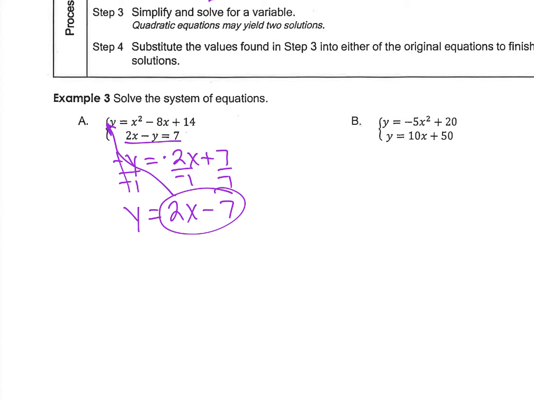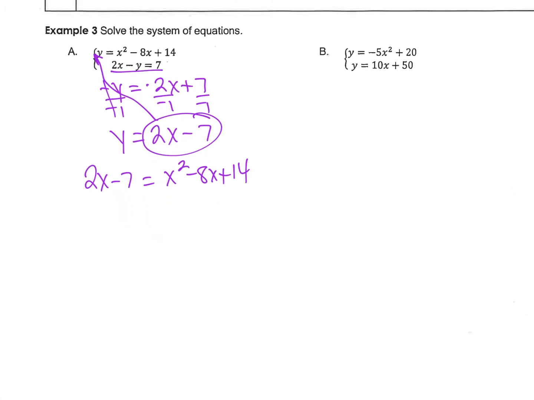So whenever I do that, I'm going to have 2x minus 7 equals x squared minus 8x plus 14. Notice this is still a quadratic equation. So what we need to do in order to solve a quadratic equation, we need to set it equal to 0.